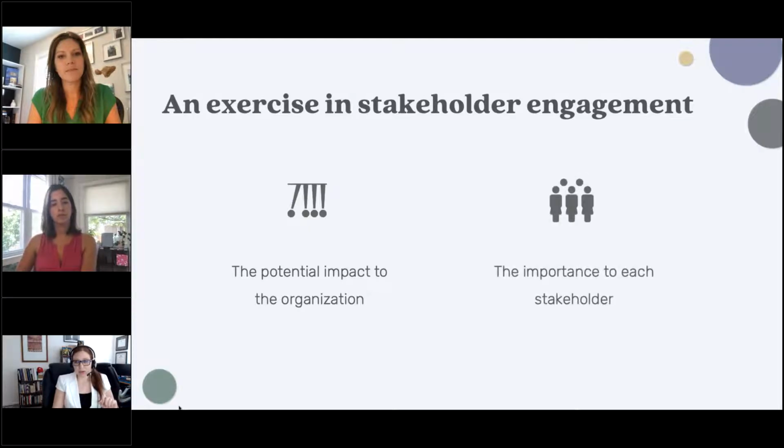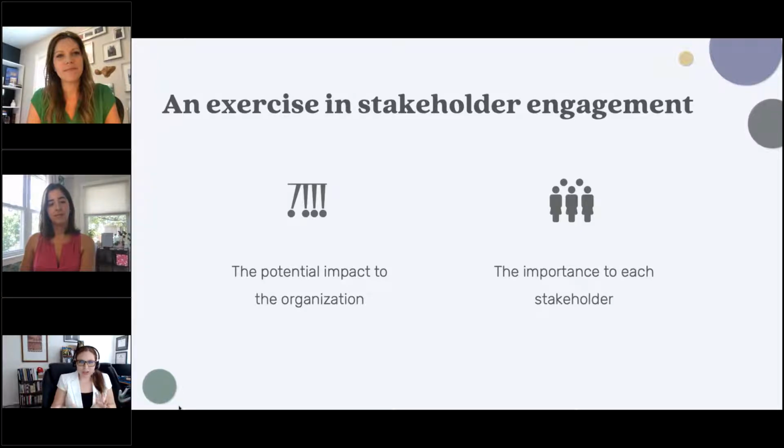The second angle that you'd be looking at everything is the importance to each stakeholder. Just to pick on the indoor plants example again, because it's easy to conceptualize, maybe you don't think it's that impactful, but if employees really, really care about indoor plants, that could be a quick win for you to consider looking at.